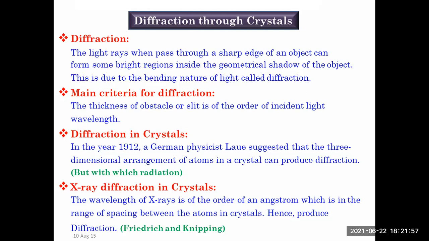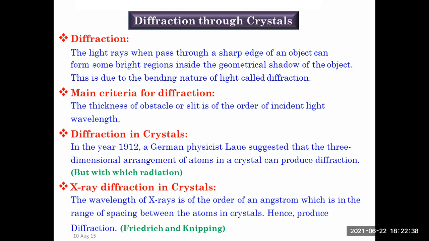What is actually the meaning of diffraction, and what is diffraction in a crystal, and X-ray diffraction in a crystal? You have the information on diffraction, right? When a light ray is traveling, at the end faces or the end surfaces, the light ray will bend. Whatever the geometrical shadow of the object is, the bending nature of the light at the ends of the object is called diffraction of light.